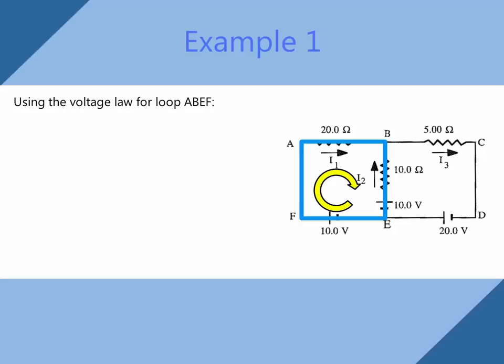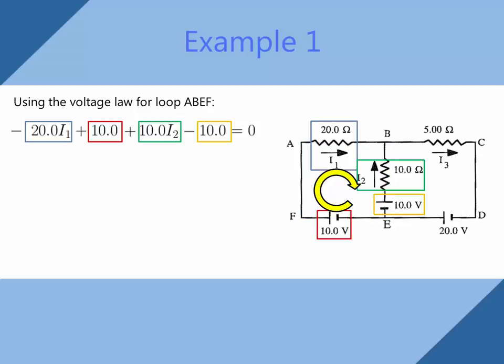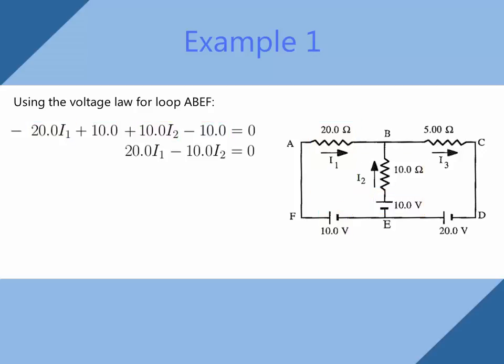When we use the voltage law for ABEF, we'd like to arbitrarily pick a direction for the current traveling in the loop. We'll say that clockwise is going with the current. In this case, I1 moving through the 20 ohm resistor will be a voltage drop. I2 moving through the 10 ohm resistor will be a voltage rise. The 10 volt battery in the middle will be a voltage drop, and the 10 volt battery at the bottom will be a voltage rise. This equation will simplify down to 20I1 minus 10I2 equals 0.